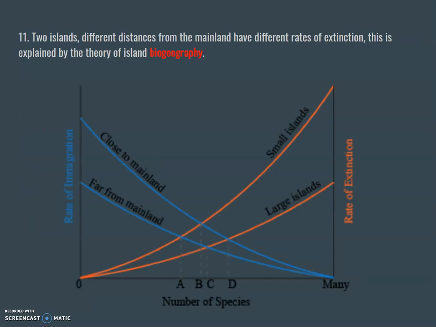2 islands, different distances from the mainland, have different rates of extinction. This is explained by the theory of island biogeography. So remember, we looked at how islands become inhabited, how far they are from the mainland, and how large they are. So size can make a difference, and distance from the mainland can make a difference. The closer they are, the more species they have, and the larger they are, the more species and the slower the rate of extinction is. So small islands that are far have a much higher rate of extinction.